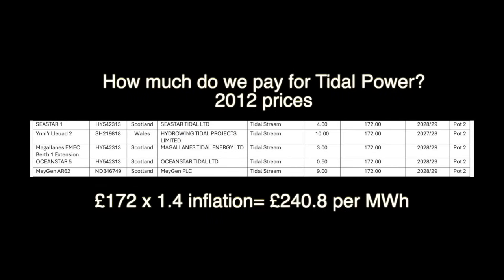Let's see what we're actually paying for tidal stream. Well, there are all the contracts awarded just this last month or two, and we're paying £172 per megawatt hour, and that is based on 2012 prices. We have to increase that by 40% for inflation to bring it up to date, because all these prices are index linked, so they always rise, and it's £240.80 per megawatt hour. That's what we are actually paying them for it. That makes it the most expensive form of renewable energy we're being offered.